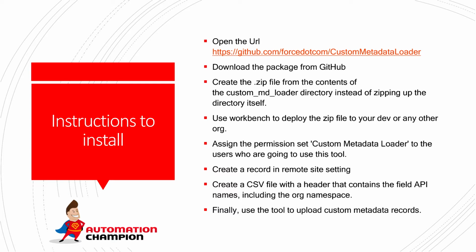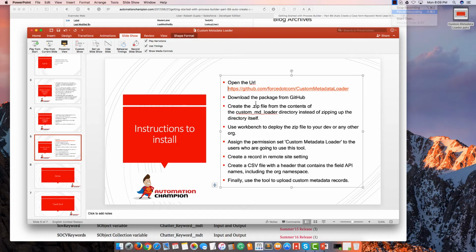The next step is to assign the custom metadata loader permission set to the user who is going to use this. And the next step is to add a remote site setting, because it uses the Metadata API to insert the data. You have to use a custom remote site setting. Once done, you can create a CSV file with your data and then use the tool to insert the records. Let me start with the demo.